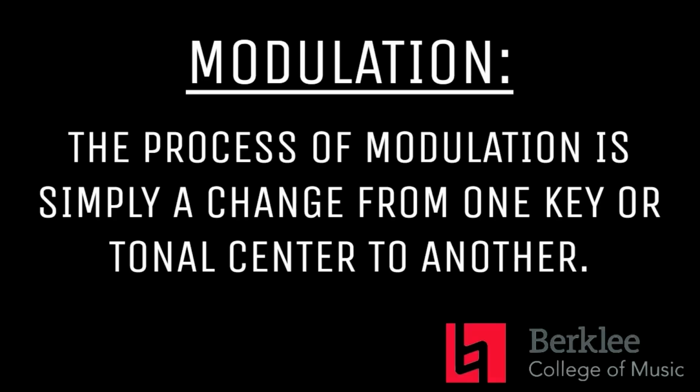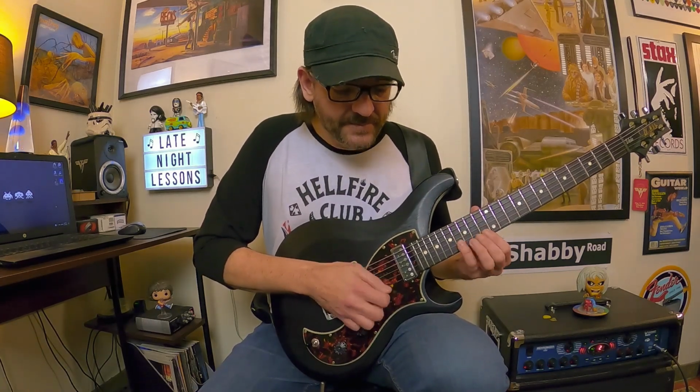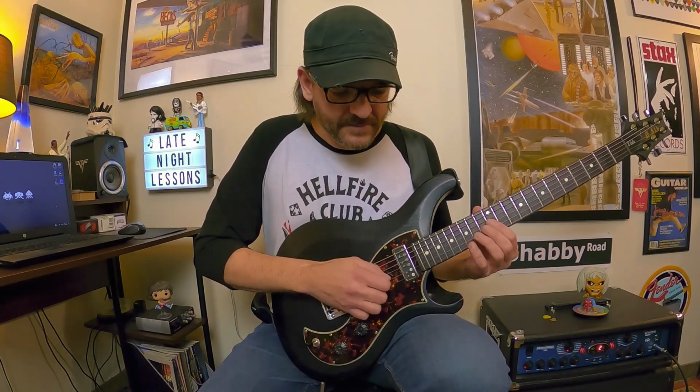So here's an image with the definition of modulation. This came from the Berklee College of Music. To get started here, we're going to begin in F Aeolian, or the natural minor scale. I'm going to put that right here, and that's going to look and sound like this. Right? F Aeolian.